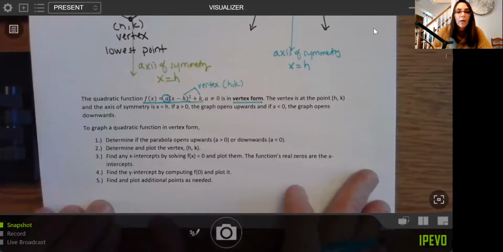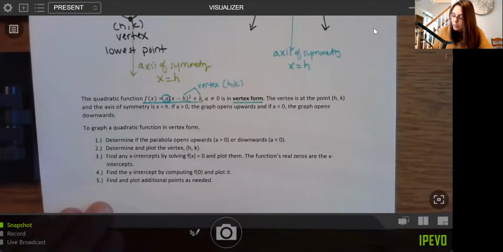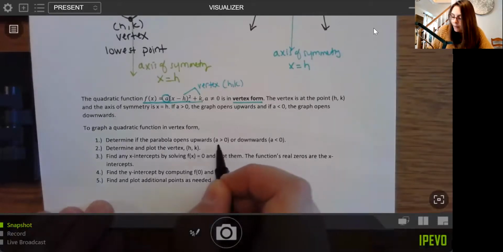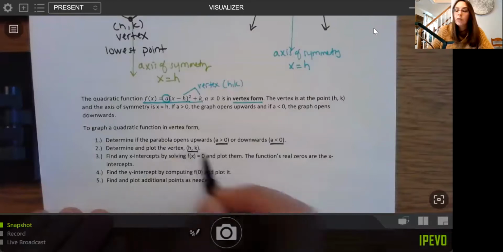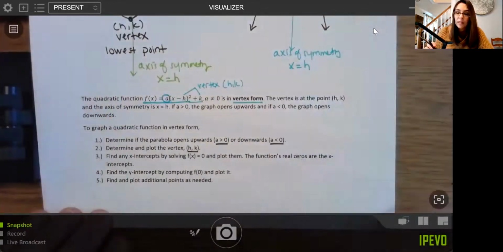So how do we draw a graph of a quadratic in vertex form? First of all, you're going to figure out if your graph opens up or down by using that a value. The most important point of your quadratic is your vertex. You really need to know that lowest or that highest point. Then you can find extra points.